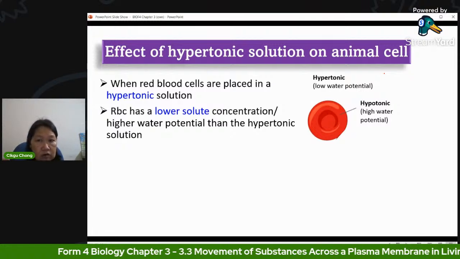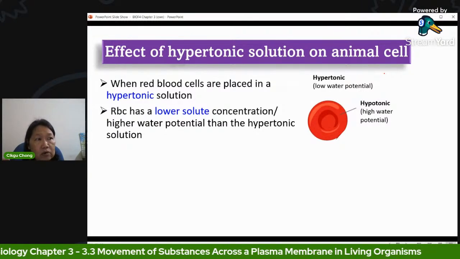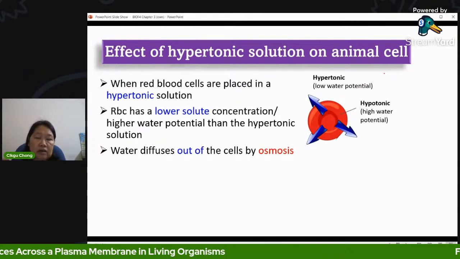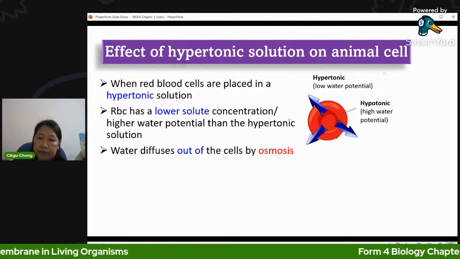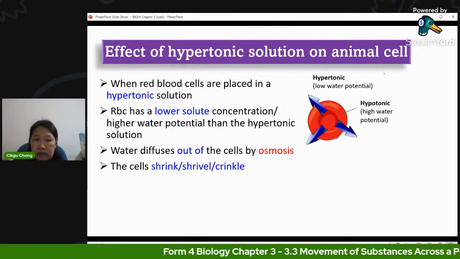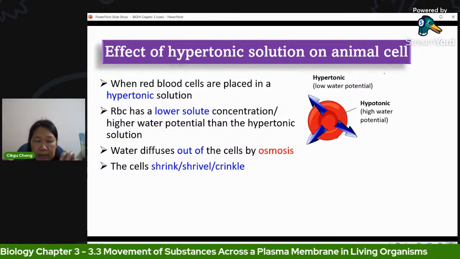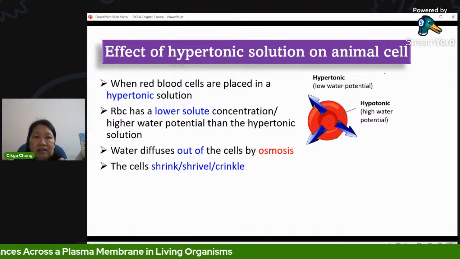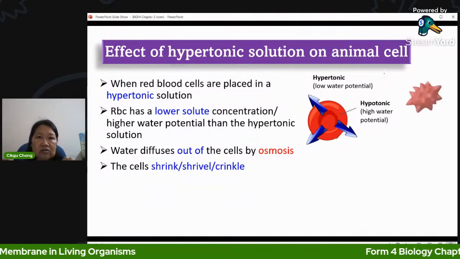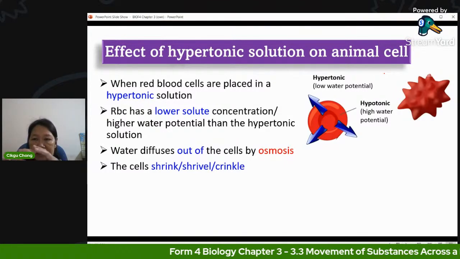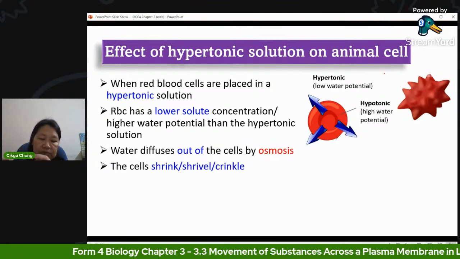Now remember what I told you about the movement of water from hypo to hyper. So as a result, the water will diffuse out of the cell by osmosis. Water will move out, and that causes your cell to shrink. You can use the word shrink, shrivel, or crinkle. It's like a prune, like the dried grapes, the raisin or currant. Everything is bunched up together and becomes smaller.